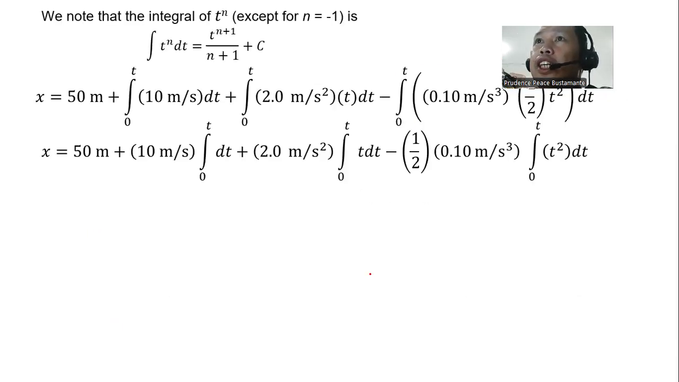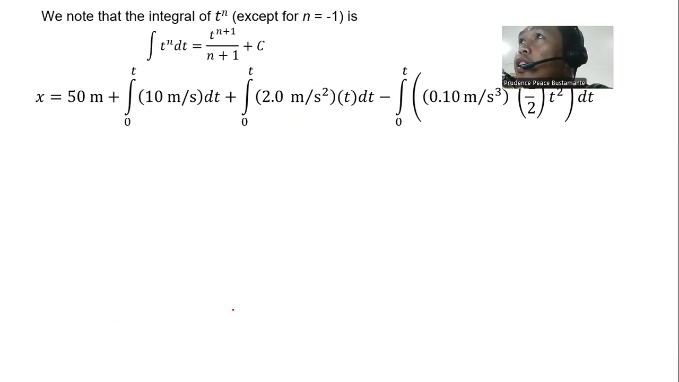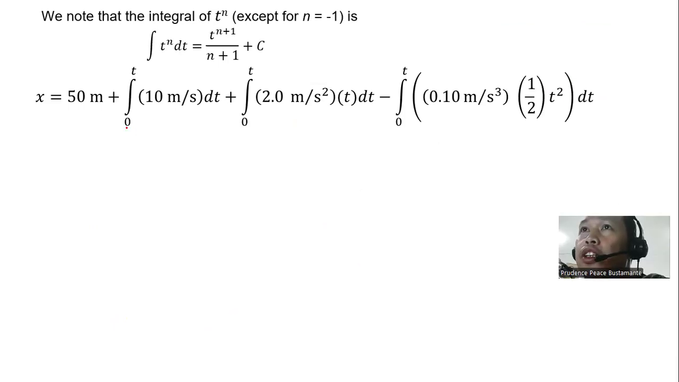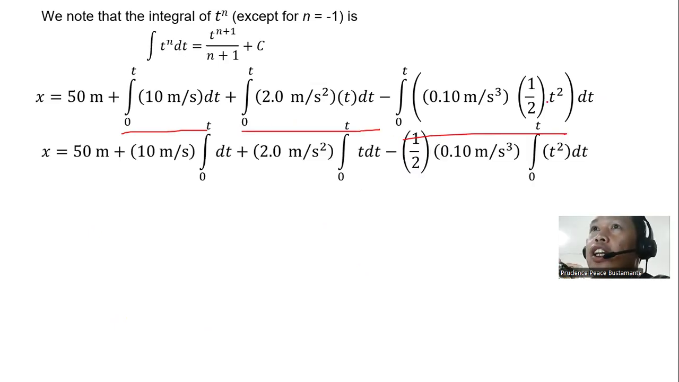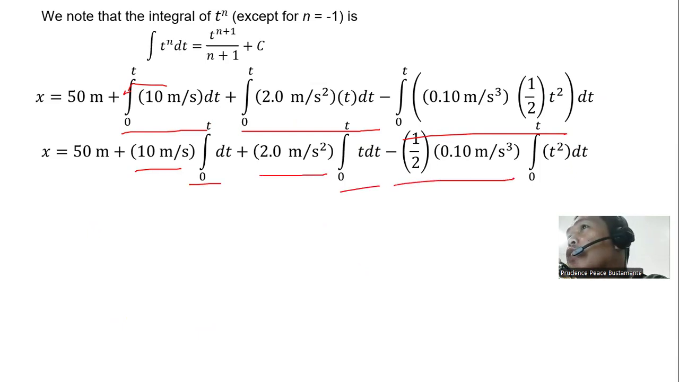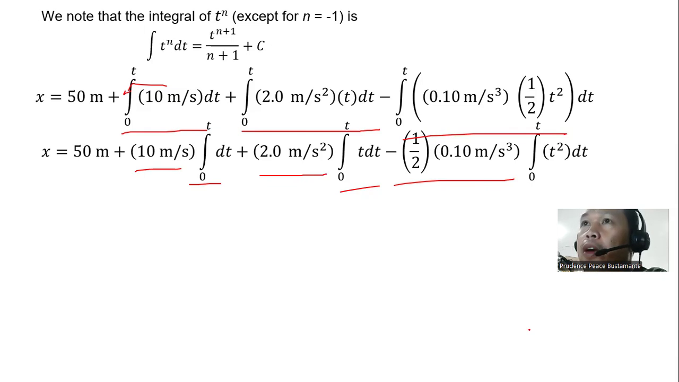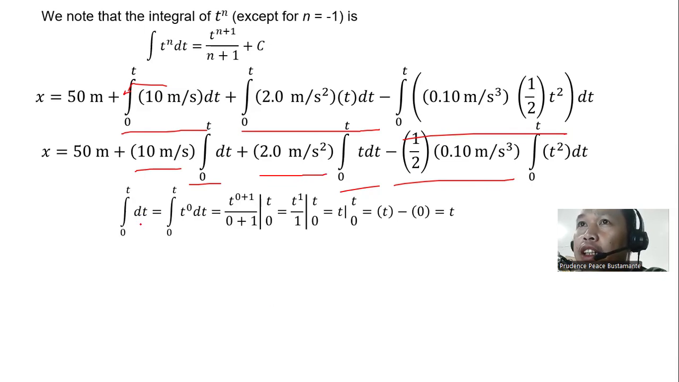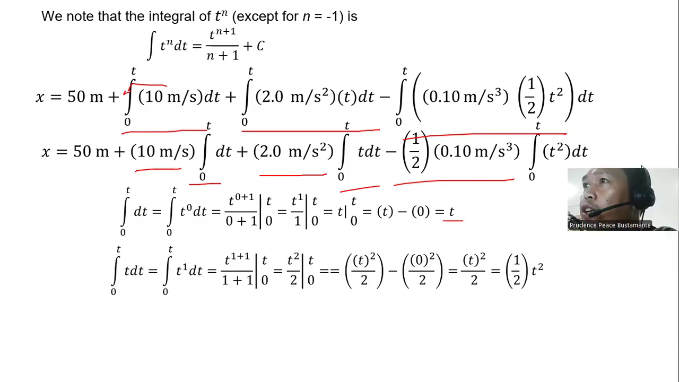Doing the same, we distribute. So we have the first term, second term, and the third term, and then we take the constants out. So we have 10 meters dt, 2.0 meters per second squared t dt, negative 1 half times this one, t squared dt, and that one. Again, the integral of dt is just equal to t, and the integral of t dt is just equal to 1 half t squared. So we're familiar with that.